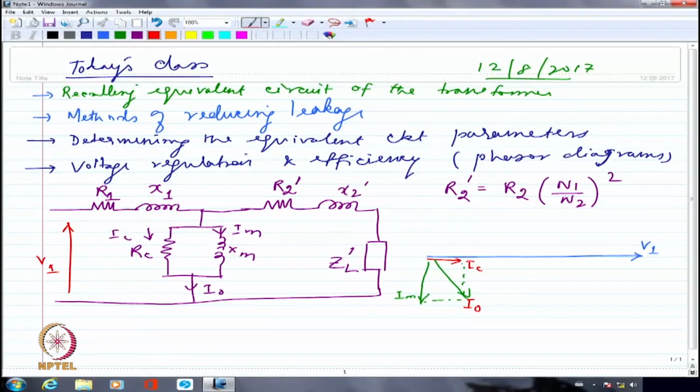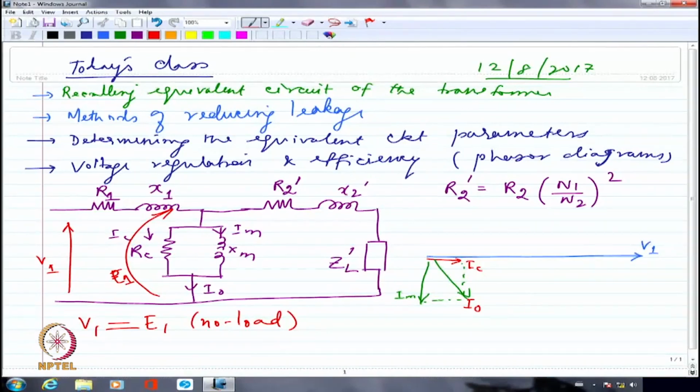So I can very happily neglect the drop across R1 and X1. I can say that V1 and E1, if I may call this capital E1, so V1 is equal to E1 under no load condition. That is the reason why I couldn't care less about whatever phase shift may exist between IC and V1. It's hardly anything. So I'm just taking that both of them are in phase. Now I have this as the no load current.